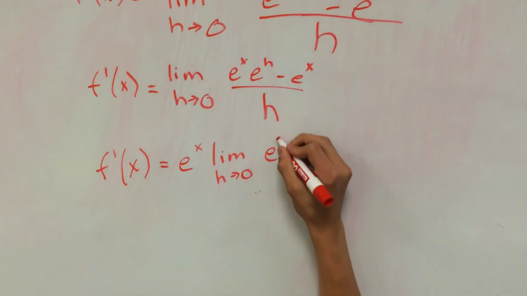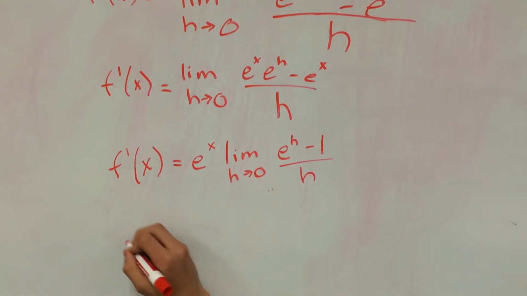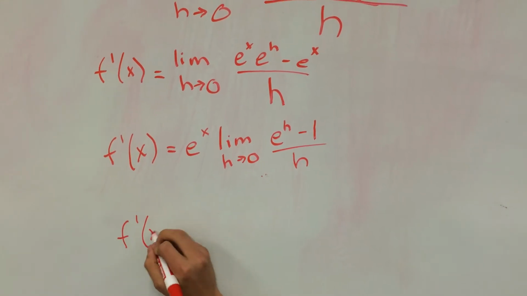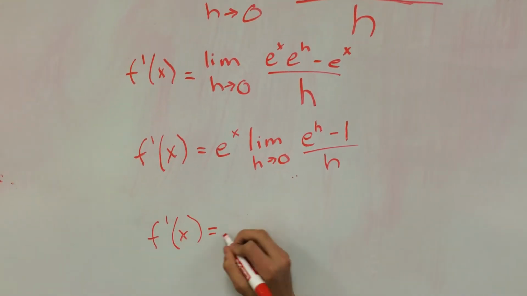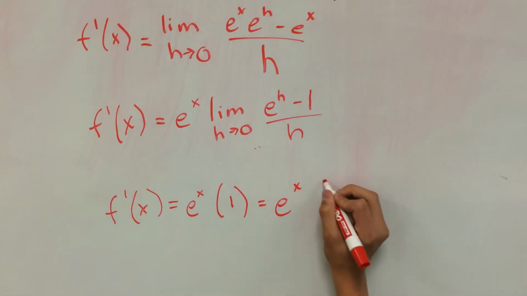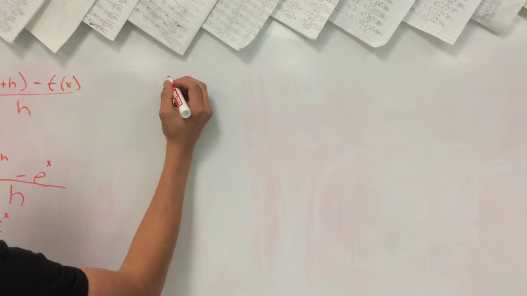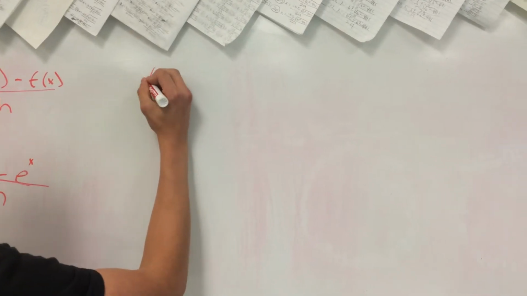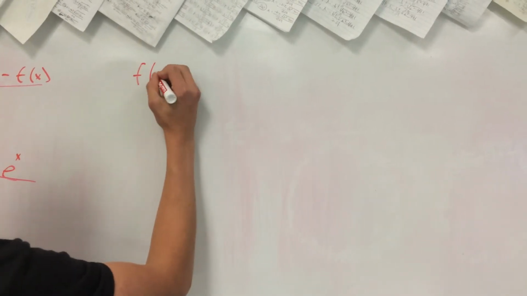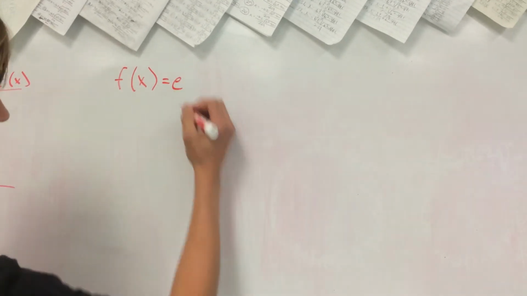The number e has many different definitions, one of which is the number that will make this limit expression equal to 1. For this reason, we can simply say that this limit is equal to 1, and the derivative of e to the x is simply e to the x. Now that we've proven that the derivative of e to the x is e to the x, we can find the derivative of the natural log of x using the fact that these two functions are inverses.